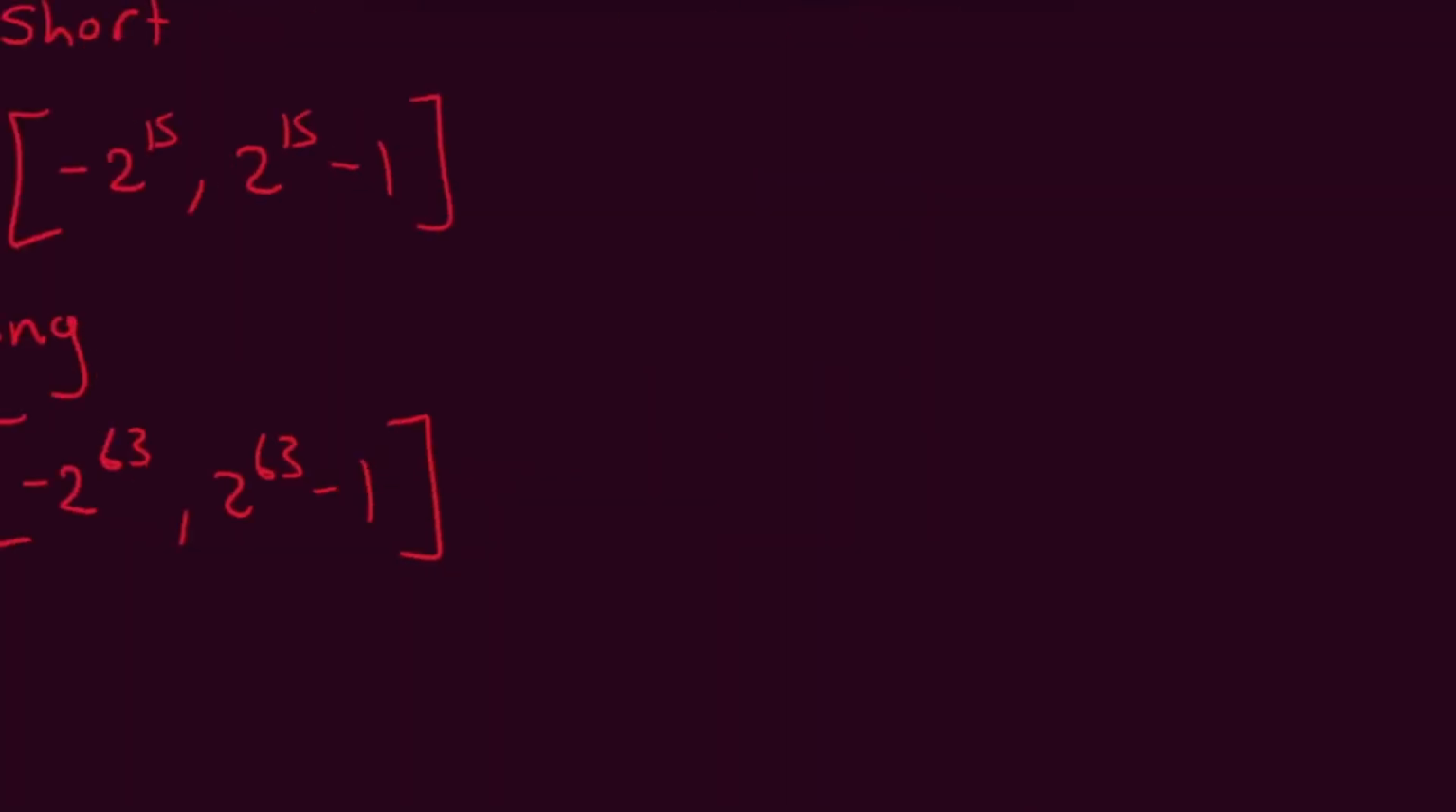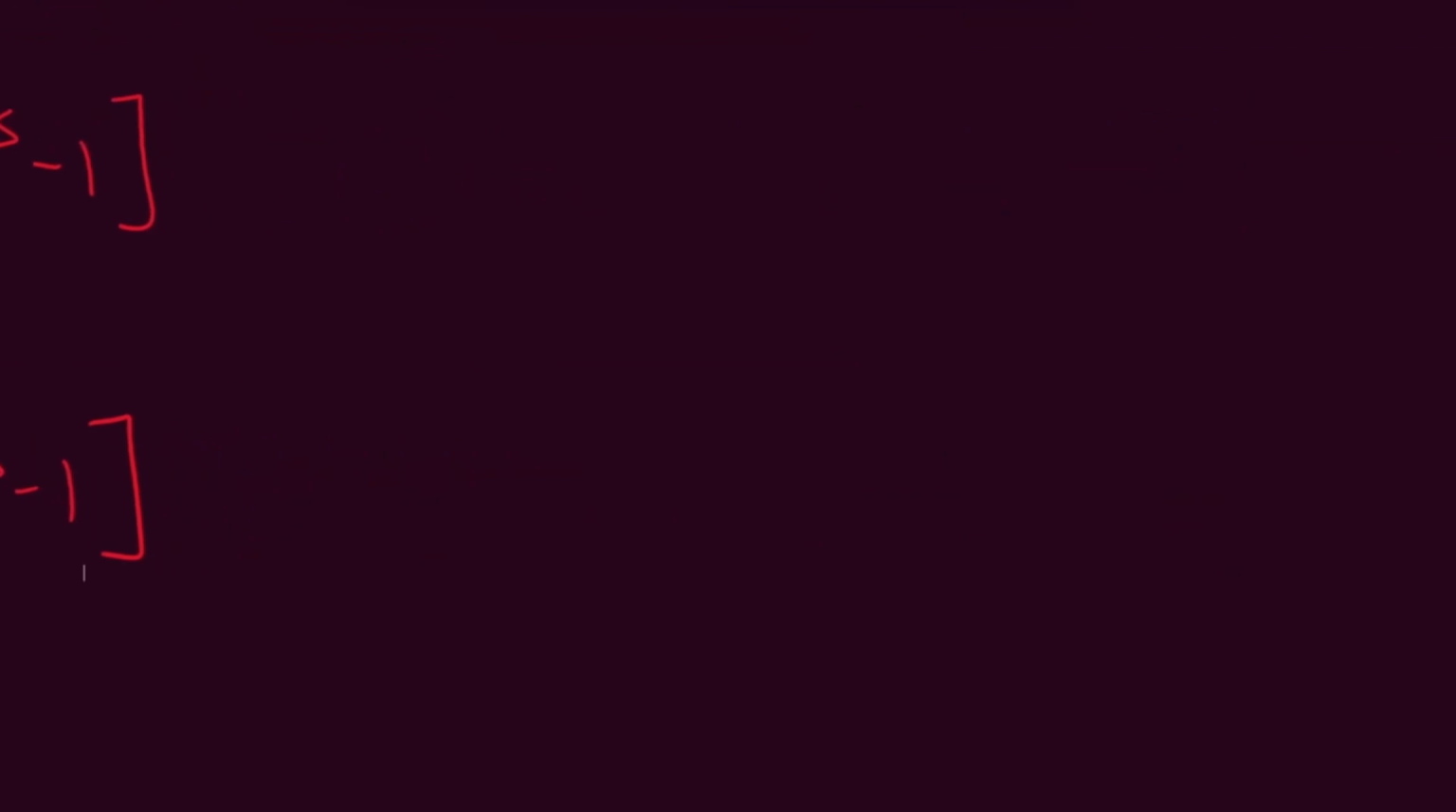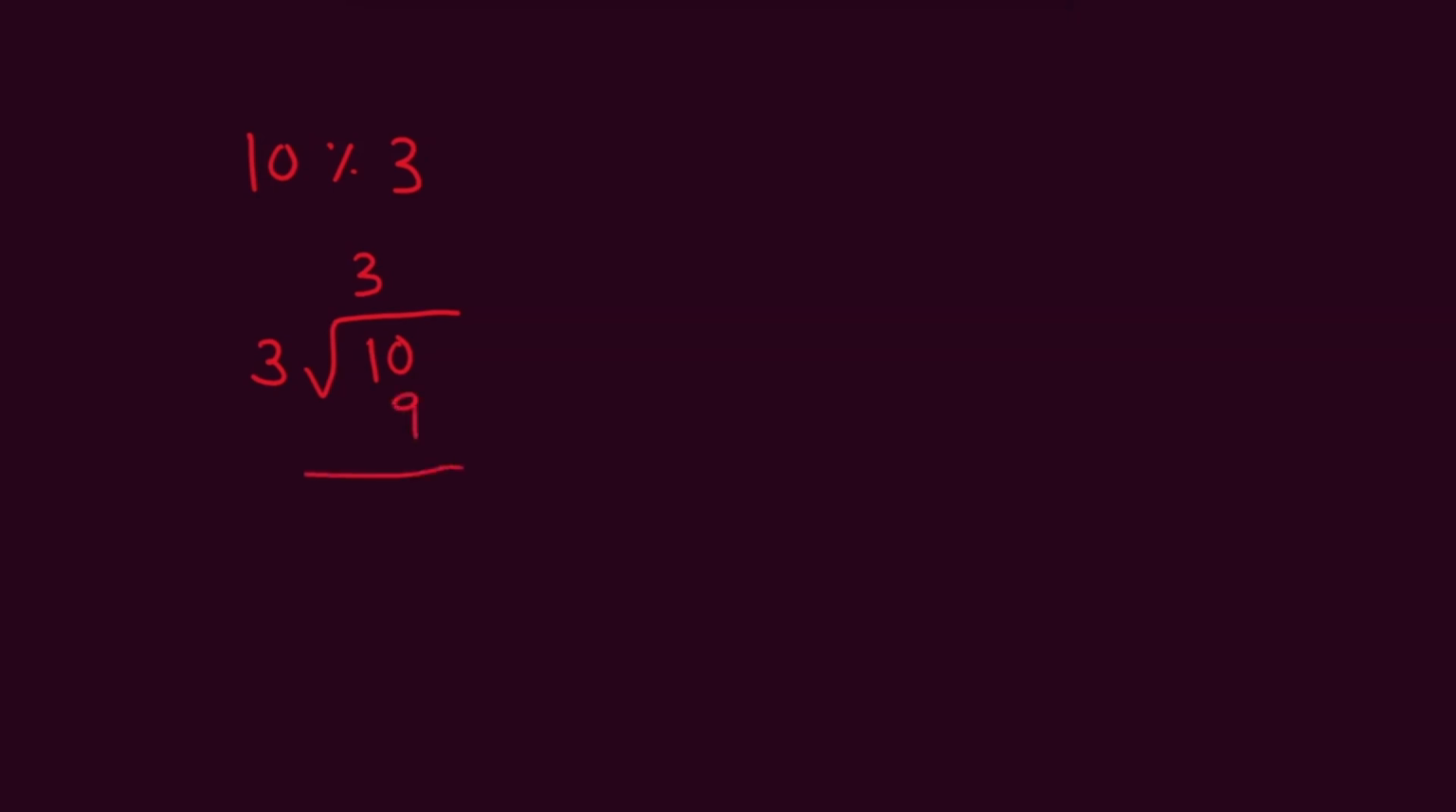So let's go over some examples of moduluses. Let's say you have 10 modulus 3. How would that work? How many times does 3 go into 10? It goes in 3 times. So then we do 3 times 3, which is 9. Subtract these, and our remainder is 1. So 10 modulus 3 is 1.